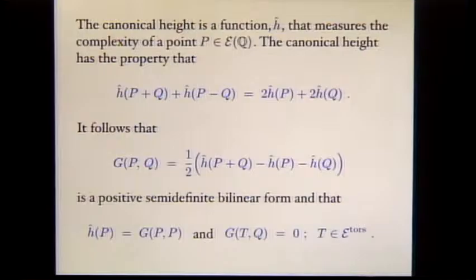And given such a bilinear height, you can define a metric in the usual way that you get a metric from a quadratic norm. And this is quadratic. And if you do this, you find that if T is torsion, then T in this metric is orthogonal to all other points.